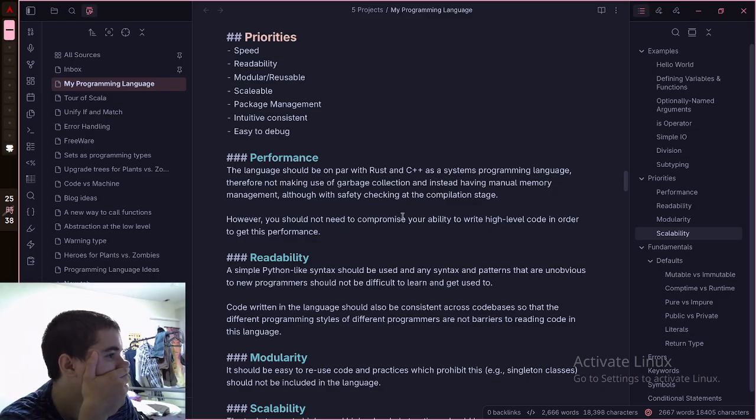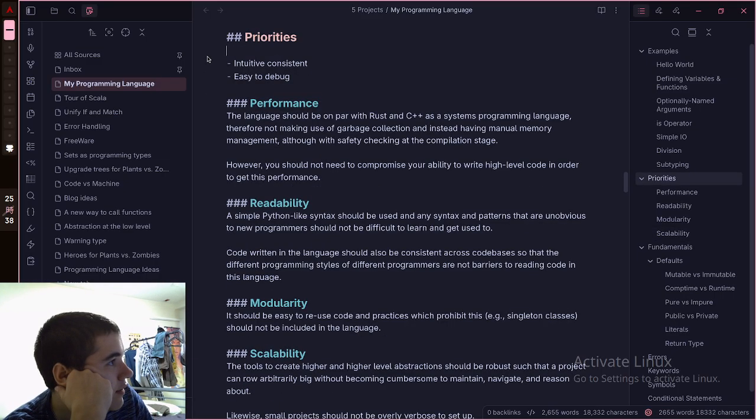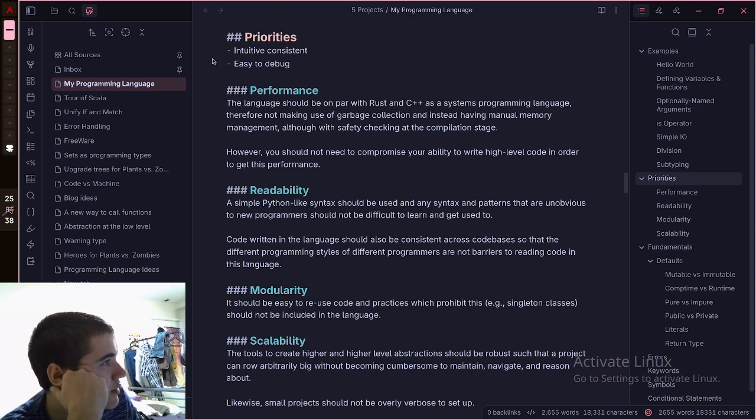Package management. That's not really the language though, so I don't really worry about that. Intuitive, consistent. I already said that. Easy to debug.